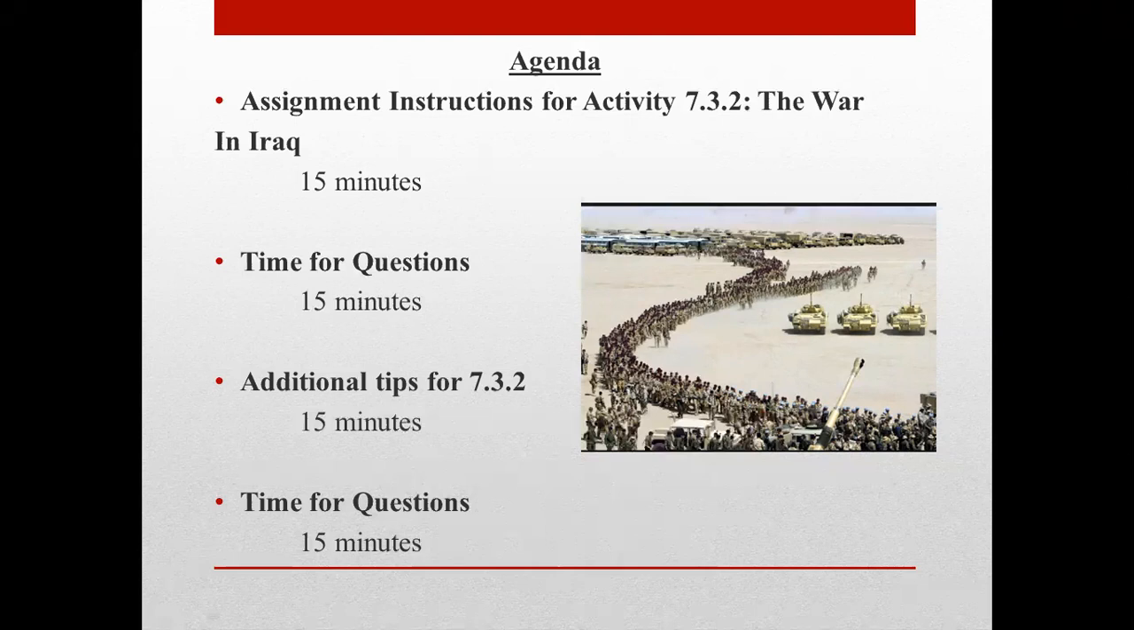Today's agenda, we're going to go over the assignment instructions for Activity 7.3.2, the war in Iraq. We're going to spend about 15 minutes on that, and if we have live students, we'll do some Q&A. And then the second part, I'm going to do additional tips for 7.3.2. So if you're watching this from home, you're going to get the direct instructions in the first half. If you feel like you get the hang of it, you don't have to watch the second half. But if you feel like you need some more tips, then stick around for part 2, and we'll go over some things that might help you even more with this assignment.